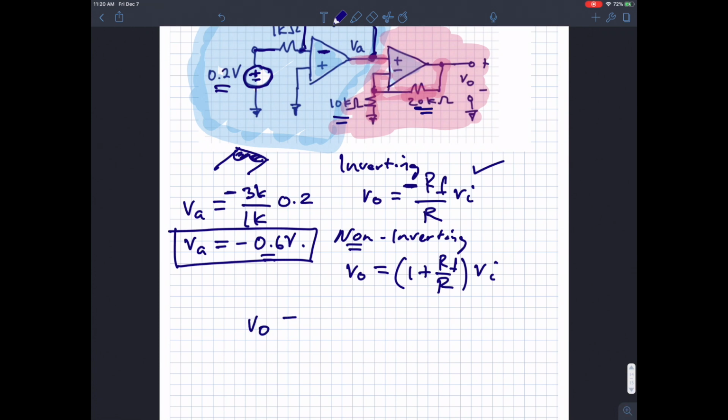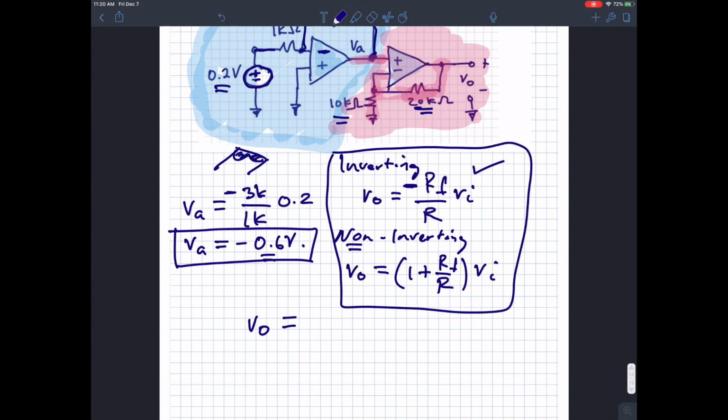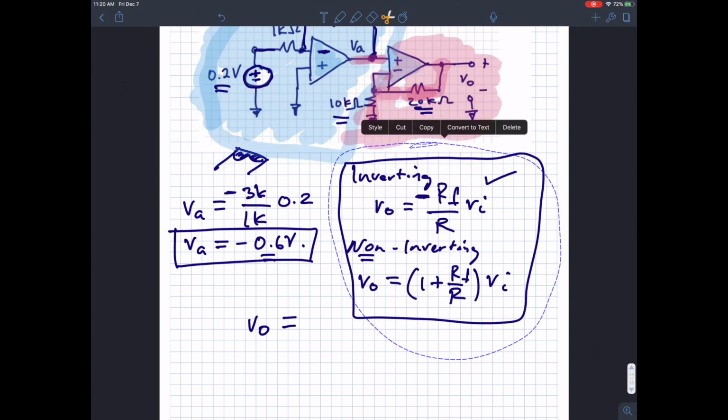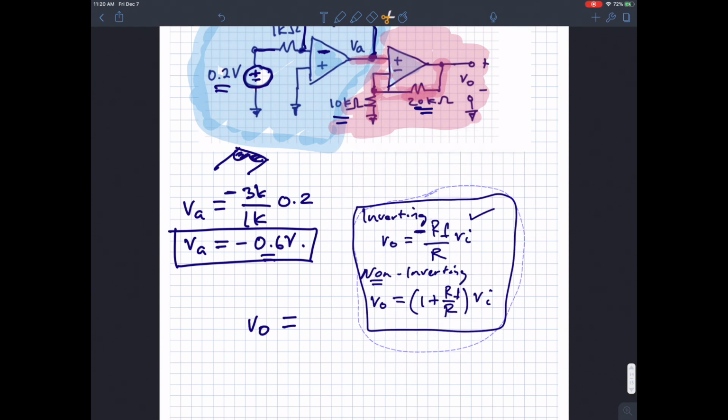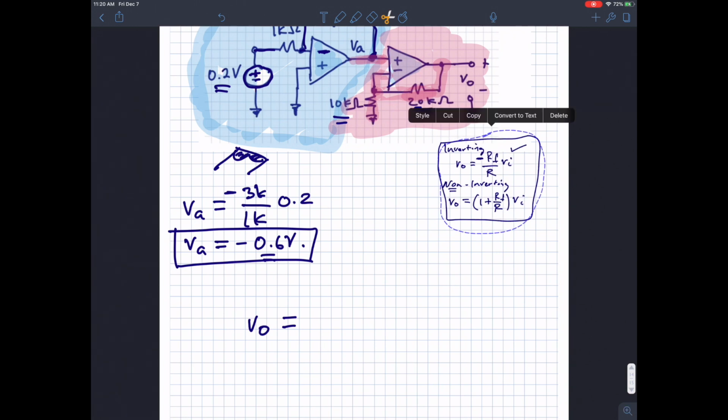So V out. Keep in mind these are just the formulas. So let's take these and move them. Easier said than done. It's really frustrating. Okay, so move that out of the way.